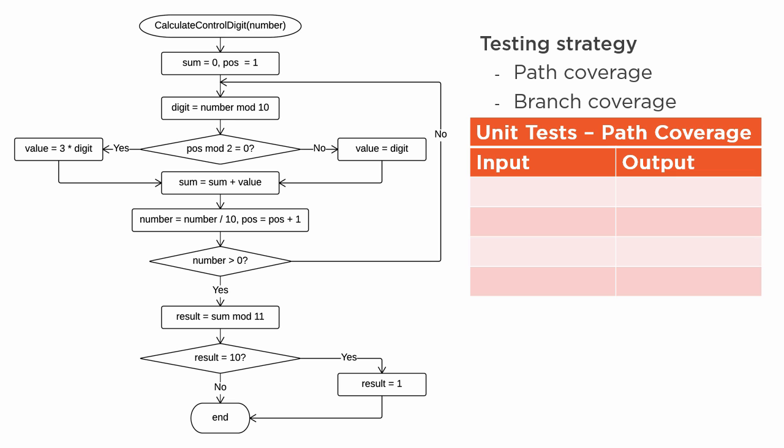The first path through the algorithm is impossible to reproduce. It would require a single-digit number which is equal to 10, which is a contradiction. The second path is easy to reproduce. Number 3 walks through this branch.